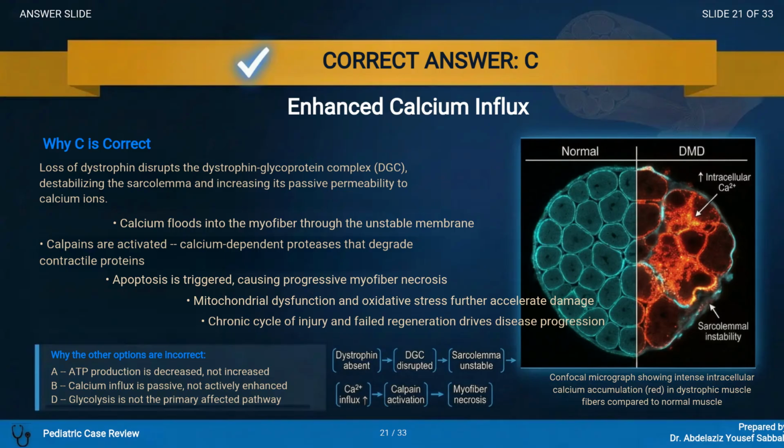Option A is wrong because adenosine triphosphate production is decreased, not increased. Option B is wrong because calcium influx is passive, not actively enhanced glycolysis. Option D is wrong because glycolysis is not the primary affected pathway in this mechanism.